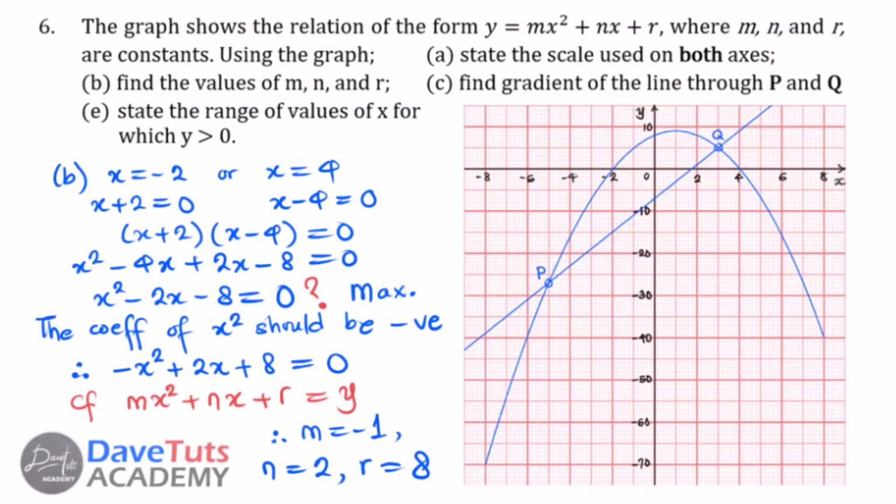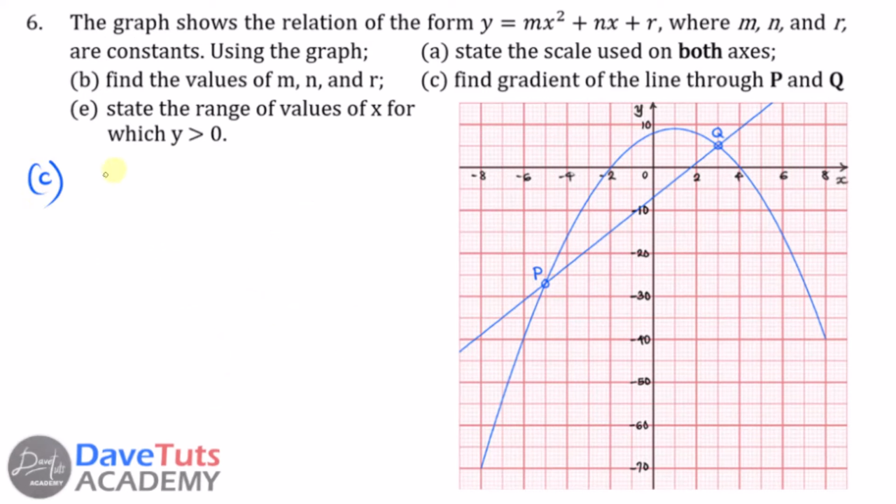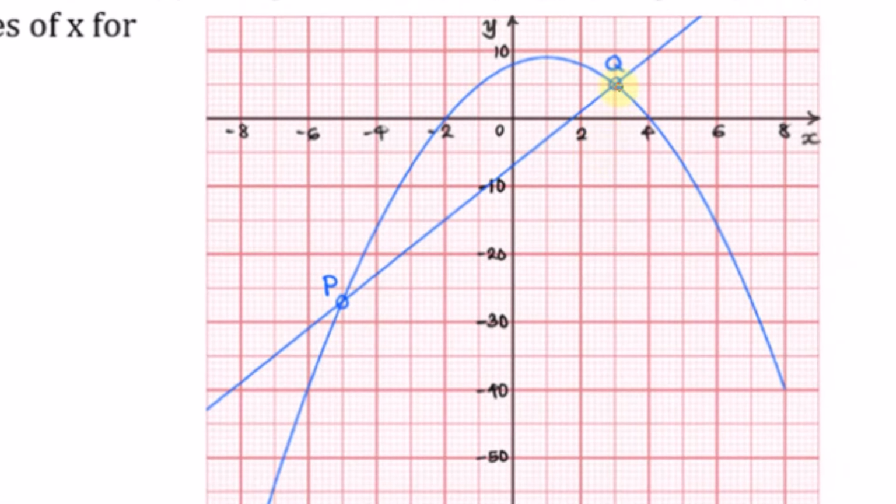Okay, so in moving ahead to solve for question C, we have to find the gradient of the line through P and Q. Let's look at P and let's look at Q. Q is quite easy because it's sitting exactly in the middle between 2 and 4 and between 10 and 0. So you can see that this is Q, and that will be 3, directly between 2 and 4, and then on the y-axis it is directly between 0 and 10, and that is nothing but 5.